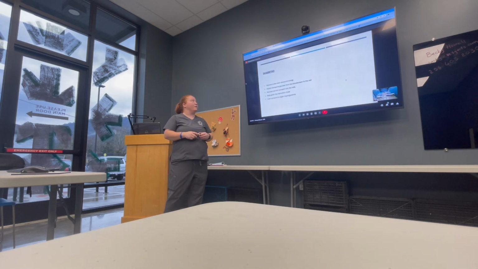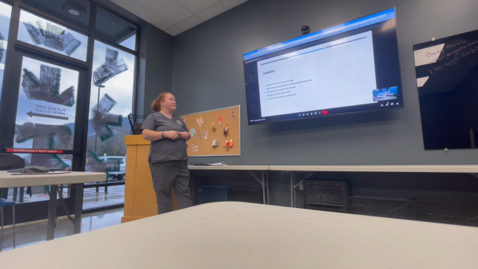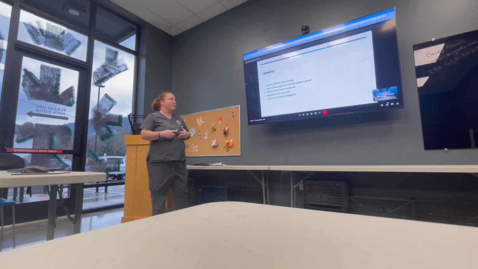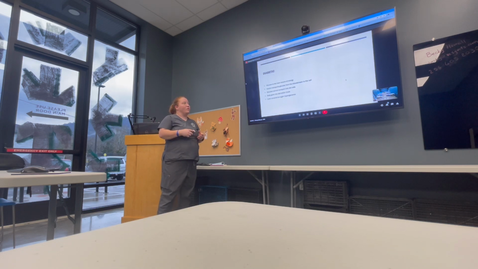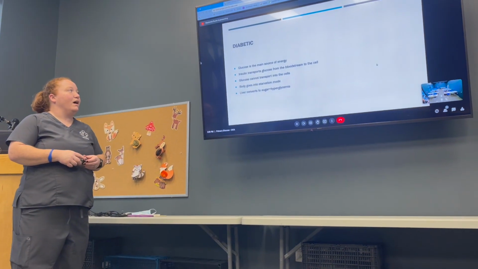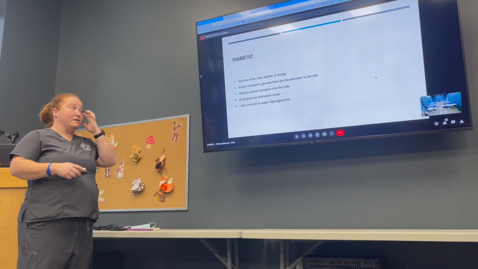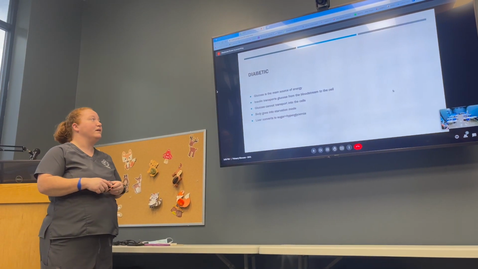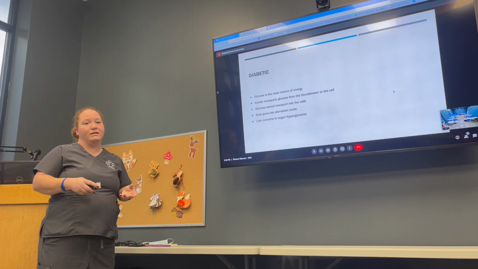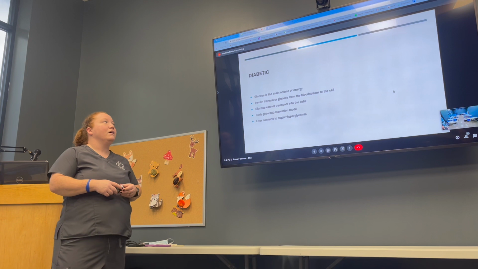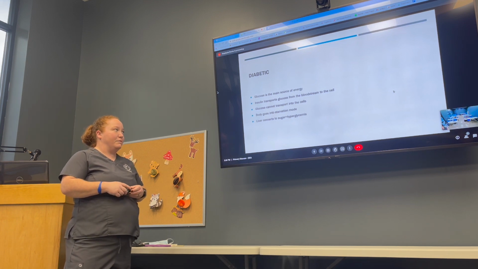So when we break that down, what is diabetes? So glucose is the main source of energy for the body. When the hormone insulin is released from the pancreas, it allows the glucose to go from the bloodstream into the cell. Glucose cannot transport into the cells if a patient is diabetic. If there's too much insulin or not enough insulin, it depends on if they are hypoglycemic or hyperglycemic. If there's too much glucose, of course, they're hyperglycemic. If there's not enough, then they're hypoglycemic.